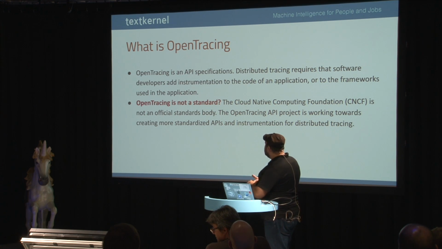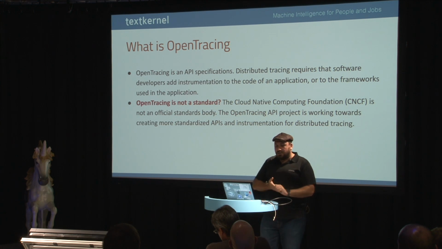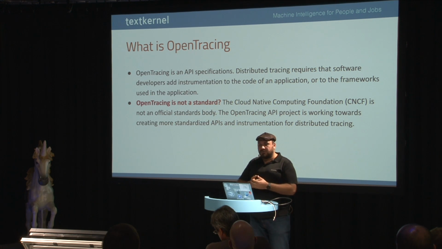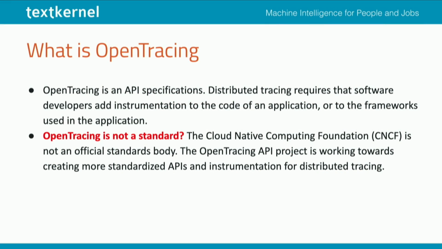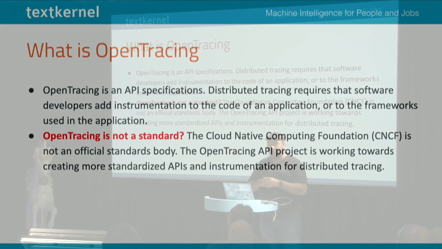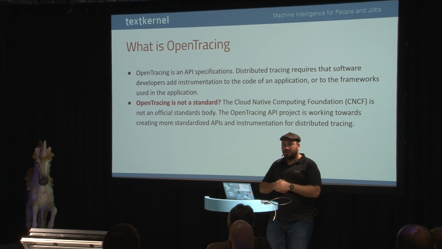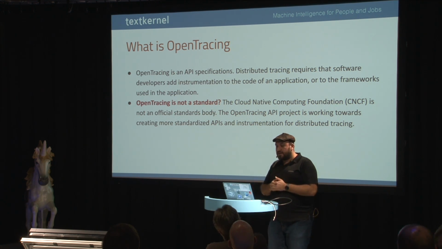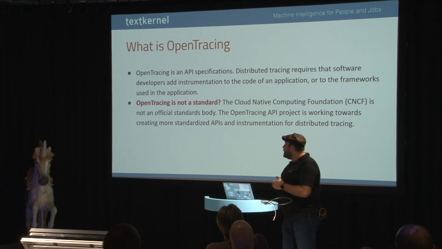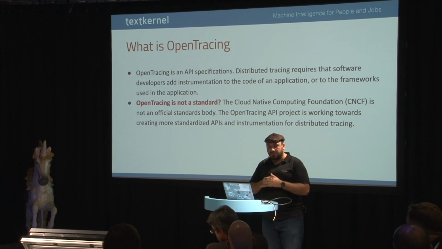Actually, OpenTracing is an API specification. It helps define how distributed tracing goes across microservices and how the developer should instrument the code. But there is one point we have to clarify: it is not a standard. It's not a standard API or standard protocol like HTTP or MQTT. But anyway, under the CNCF, it started to be an official way to handle distributed tracing.